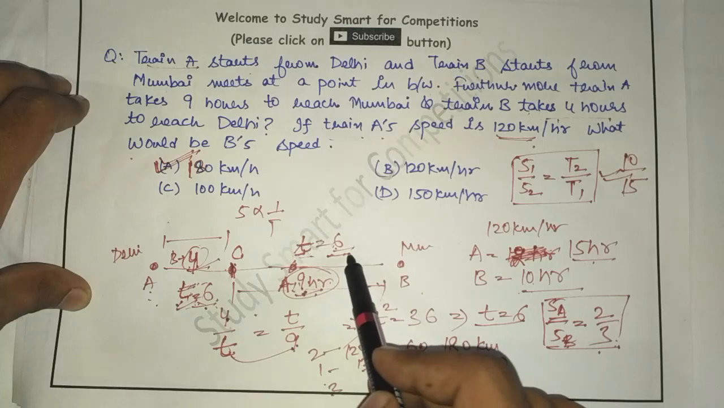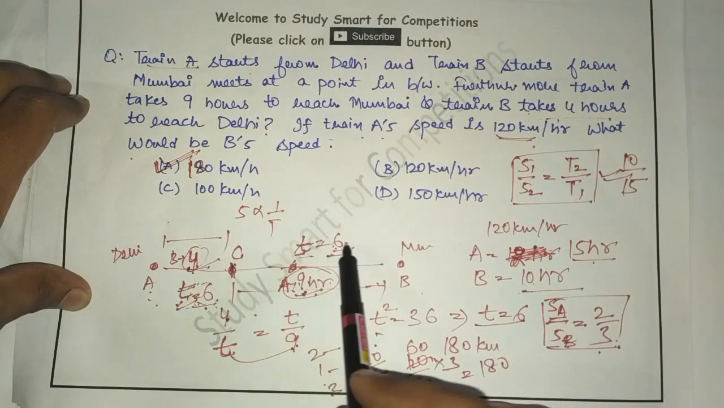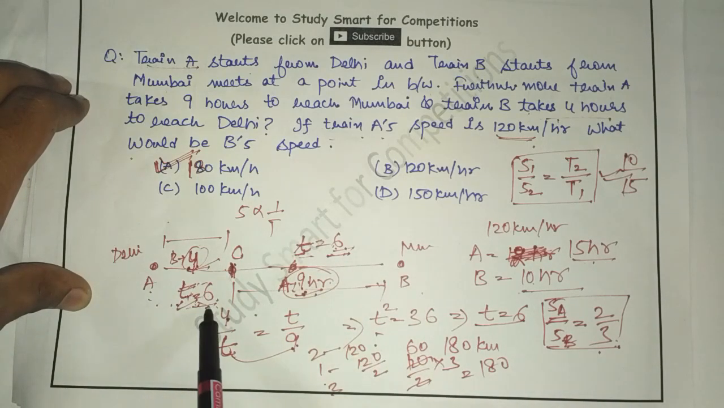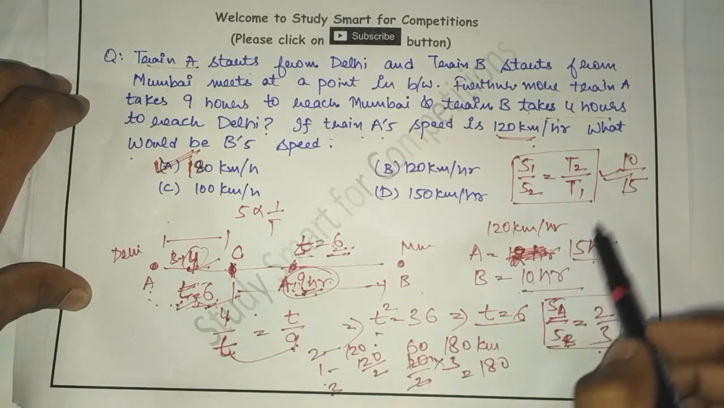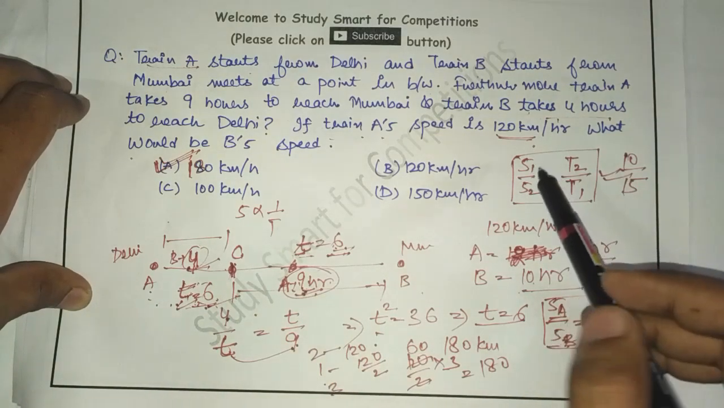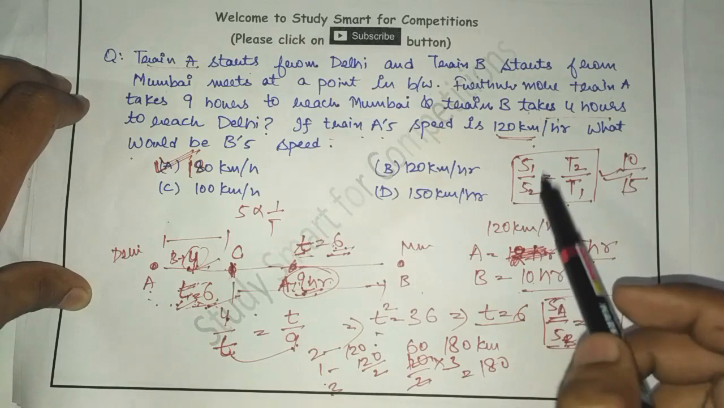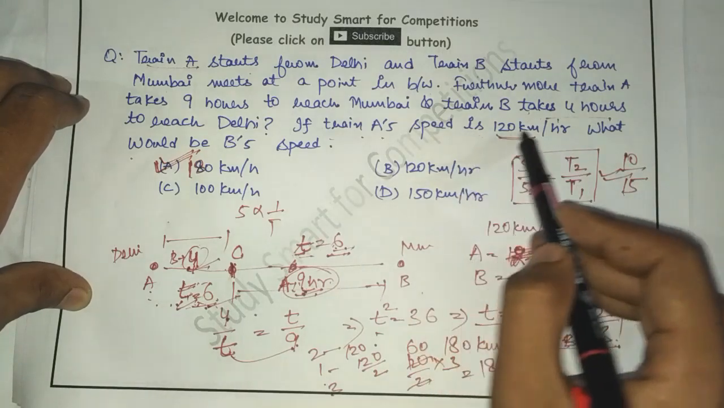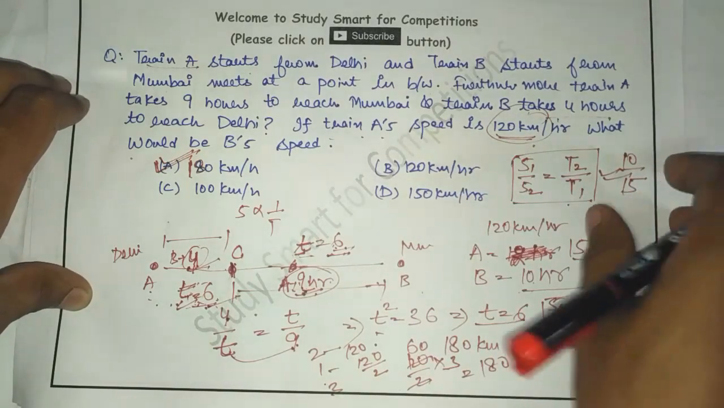Now you will put the values here. So total time for B, that comes out to be 6 plus 4, 10, and total time for A, that comes out to be 6 plus 9, 15, and that comes out to be T2 over T1, and you have calculated S1 over S2. So when you have S1 over S2 ratio and you have speed for the 1, you can easily calculate the speed of 2.